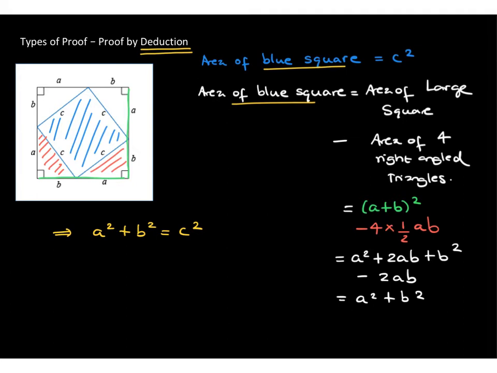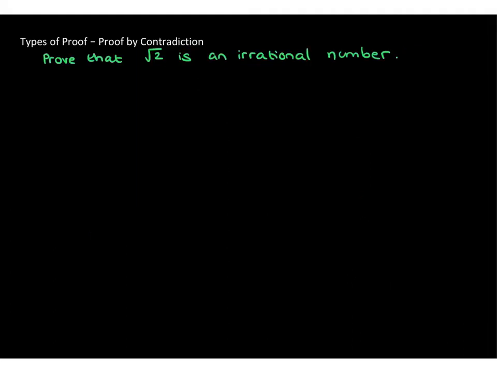Now, you may also have come across the concept of proof by contradiction, and we're going to take a very typical example here where we prove that root 2 is an irrational number. Now, the whole basis of proof by contradiction is that you start by assuming the converse. So we're going to assume that root 2 is rational, which of course we know it isn't, but that's the whole basis of this proof. So we assume the opposite of what we are trying to prove.